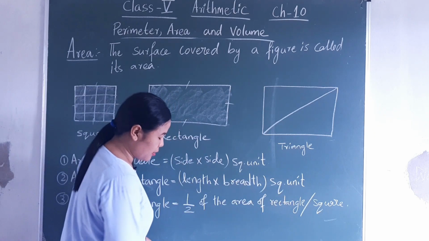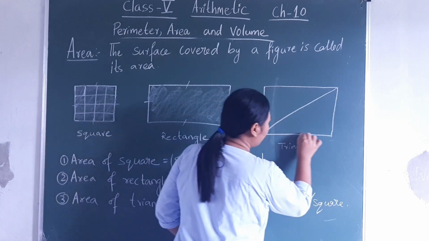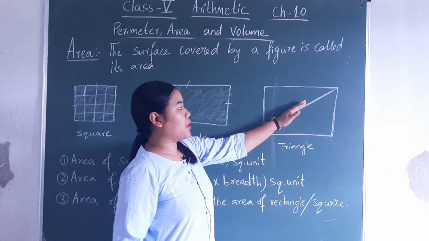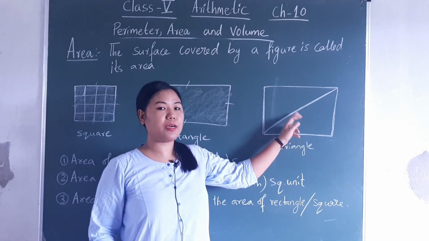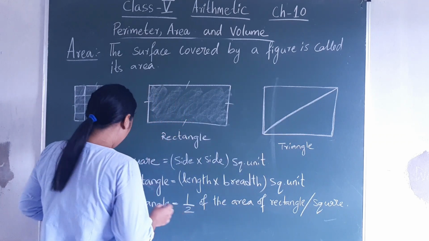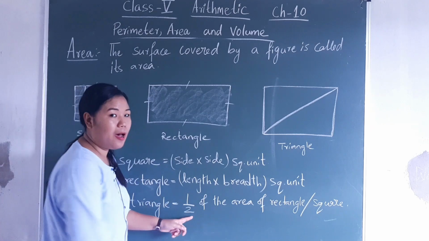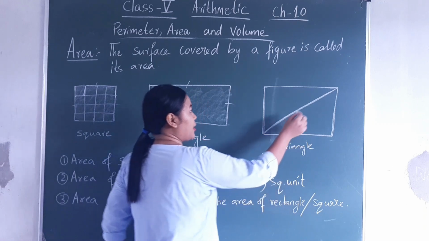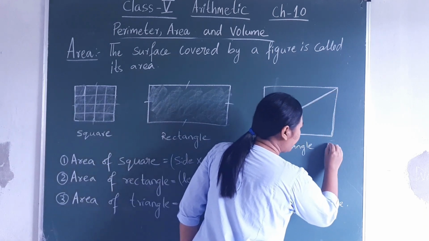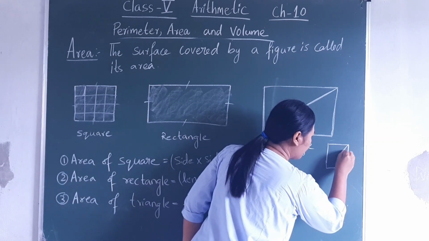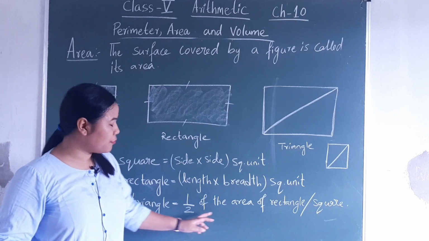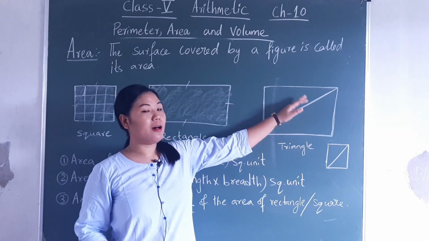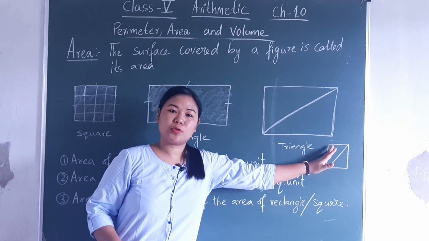Next is triangle. Now this is a rectangle, and when you divide it into 2 equal halves, it becomes a triangle. Here we have how many triangles? 2 triangles. Okay, so area of triangle is half of the area of rectangle or square. So it can be either rectangle or it can be square also. Okay, so that is why I wrote half of the area of rectangle or square. Can you see here? It is half of the rectangle and half of the square.